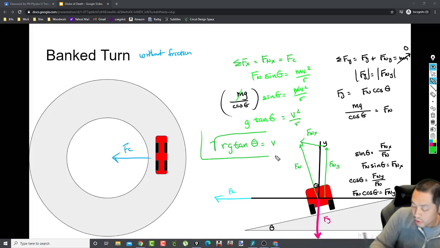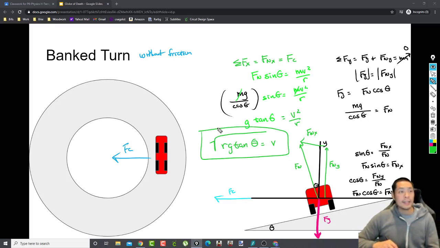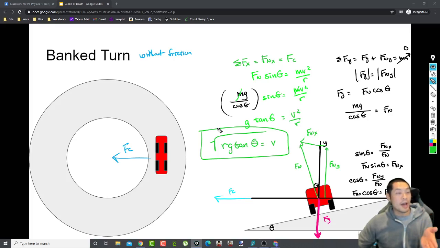So here is our first equation, or second equation. The first one is with friction, but flat. This one is banked turn, but without friction. So if you have a banked turn and you didn't have any friction, you can still make a turn. Here it is. The radius is what it is. You have gravity and tangent of an angle. So you could do it even without friction. Questions on this one?